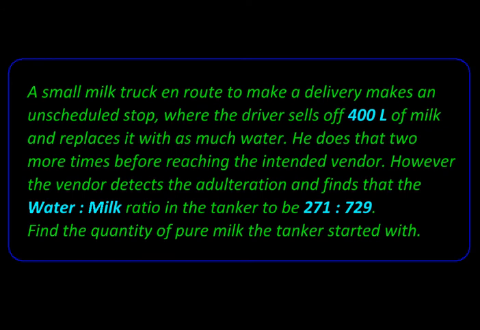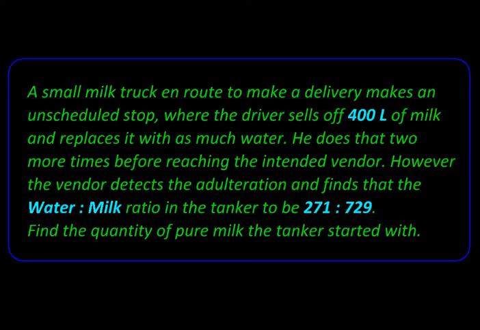Here we'll be solving a very algebraic sounding puzzle using geometry, but not just geometry, parametric geometry. The puzzle is something like this: a milk truck is en route to make a delivery, while the driver unscrupulously takes out 400 liters of milk, sells it off and replaces it with 400 liters of water. And he does that 2 more times before he makes the delivery.